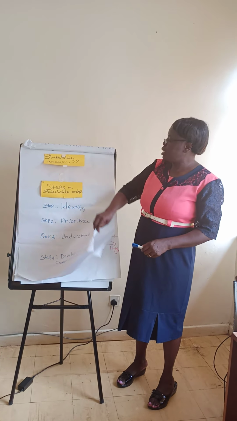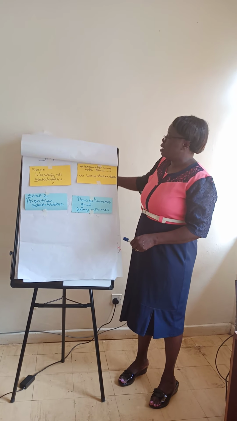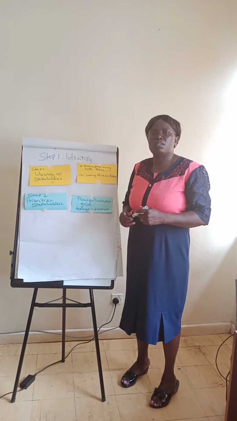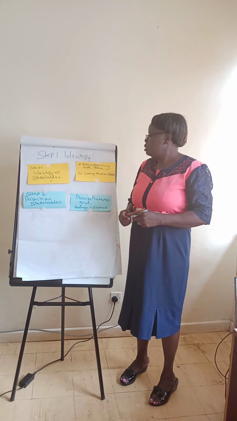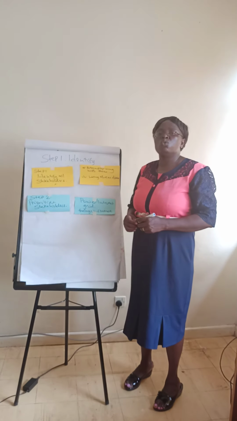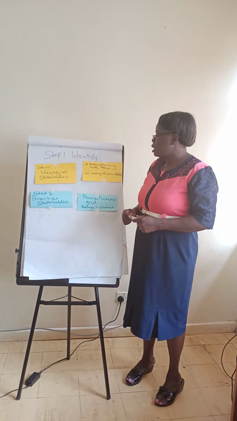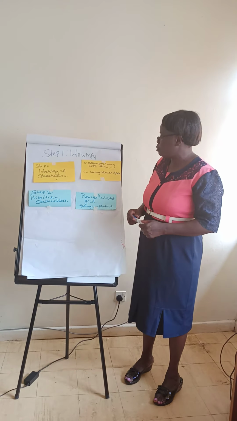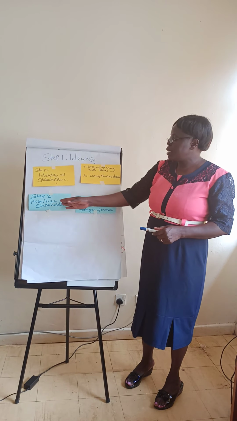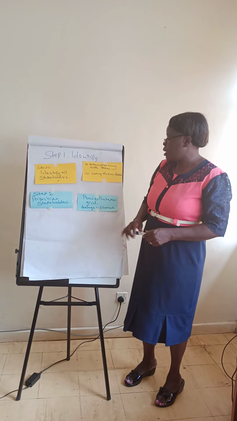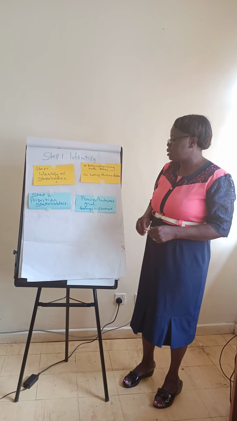So the first step, identifying your stakeholders, entails listing your stakeholders so that you're able to know who is involved in your project or who is interested in your project. And that can be done through brainstorming with your team. The second step, once you have listed your stakeholders, is to prioritize them. And this we do using the power interest grid.